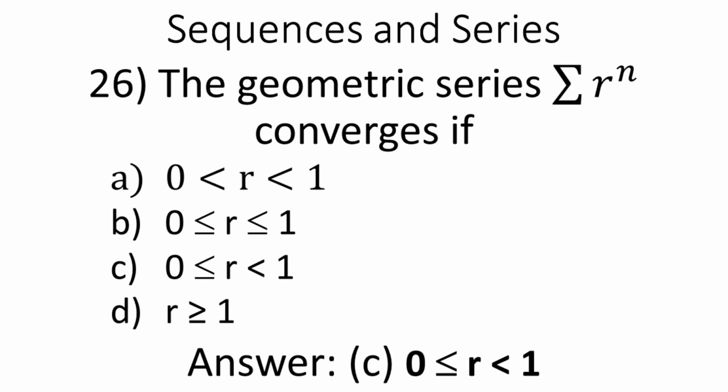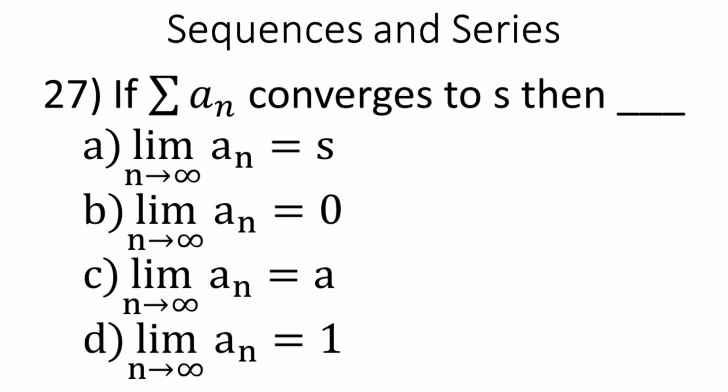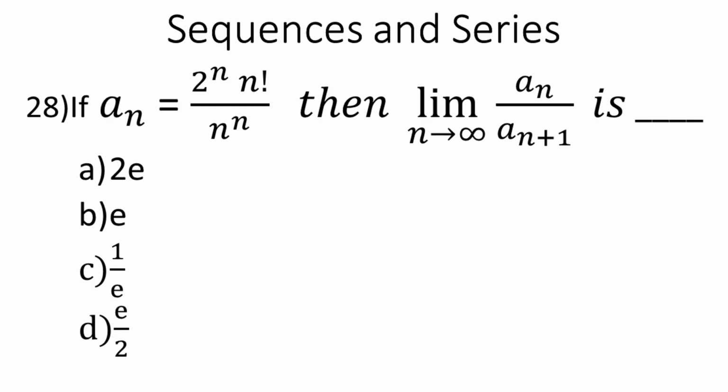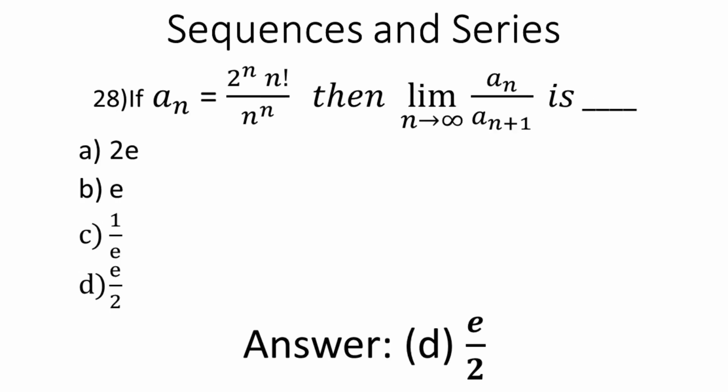0 less than or equal to r less than 1. Question number 27. If sigma an converges, then option B is the correct one: the limit as n tends to infinity of an equals 0. Important result. Question number 28. If an equals 2 power n into n factorial divided by n power n, then the limit as n tends to infinity of an by an plus 1 is dash. Here option D, e by 2, is the correct answer.